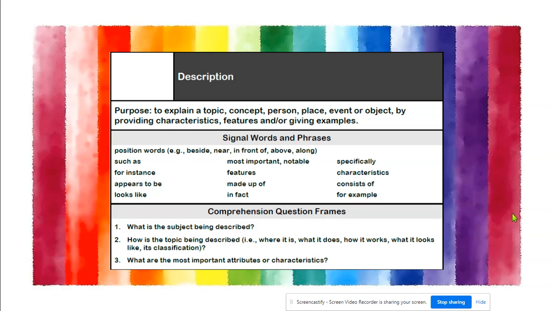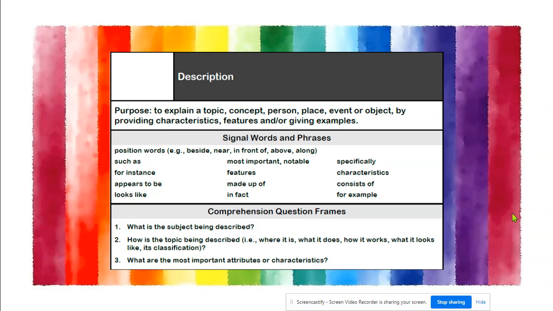Some signal words and phrases for description are any position words: beside, near, in front of, above, along. Words like such as, for instance, appears to be, looks like, most important, features, made up of, in fact, specifically, characteristics, consists of, and for example. Those are all terminologies that are used in order to help us as readers understand the description that the author's giving. Now, remember, these are structural choices for the author themselves. So, how one author describes something may not be the way another does. And that's beautiful because that goes toward the author's voice and the tone of the overall text.